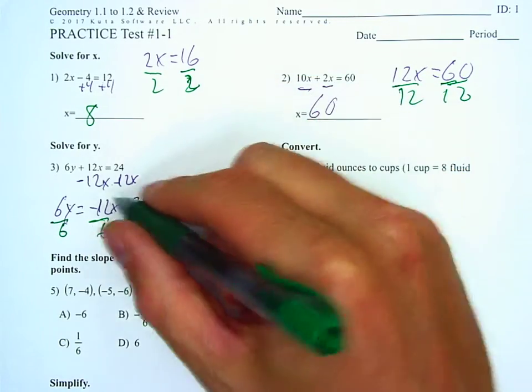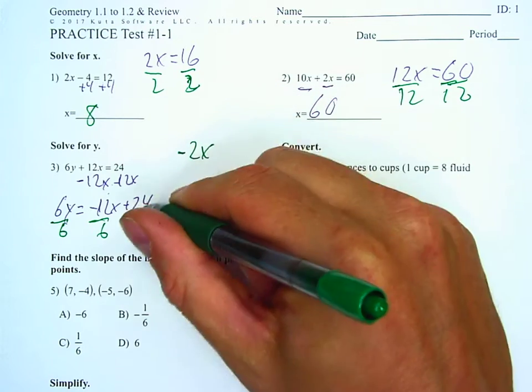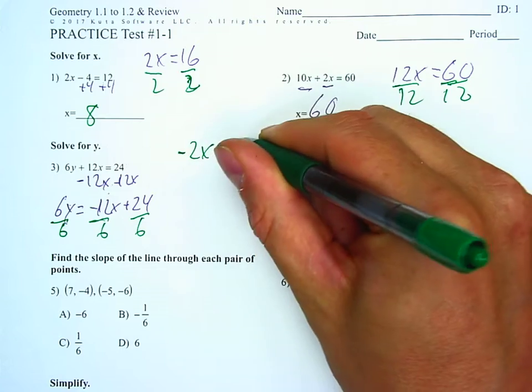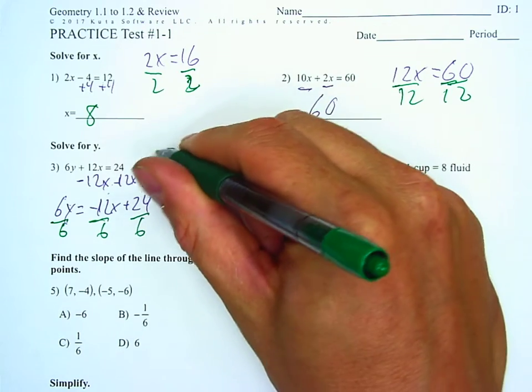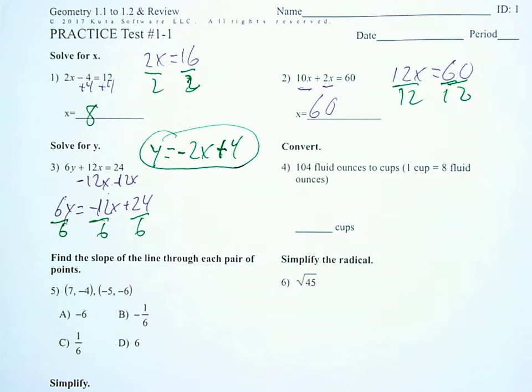Anyhow, so 12 divided by 6 is negative 2. 24 divided by 6 is 4. So y is in fact equal to negative 2x plus the 4 here.